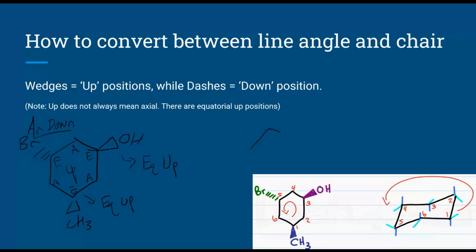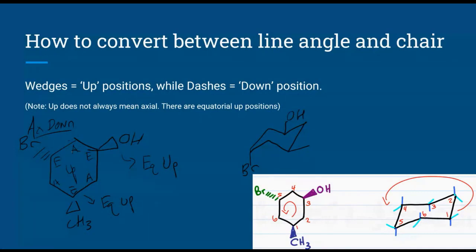So now when we draw our chair structure, we can pick any position and just have to keep our distance the same. So we have an equatorial up position right here, the OH. 2 carbons away, we have another equatorial up position for the CH3. And then 2 carbons away, we have an axial down position for the bromine. Right? This makes sense?